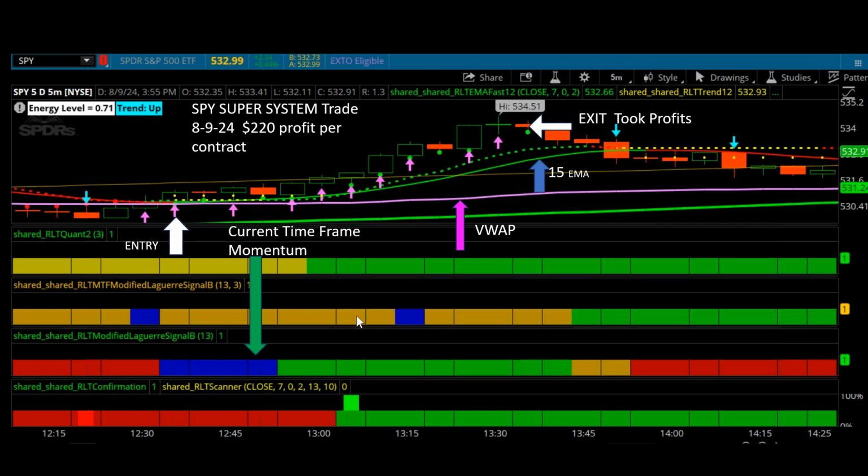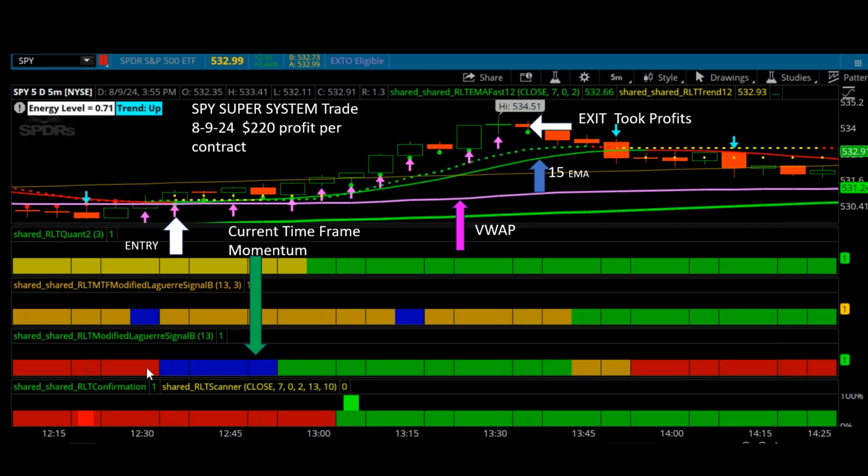Okay, so this was one we took, August 9th. This is a 5-minute chart in the SPY. The chart looks really busy, but what I've done is highlight the only things you actually have to look at when you're doing a SPY super system trade. First thing is the current time frame momentum right here. This is the only indicator that we use of these 4 indicators. It's the only one I'm looking at. I'm looking at the current time frame momentum right here.